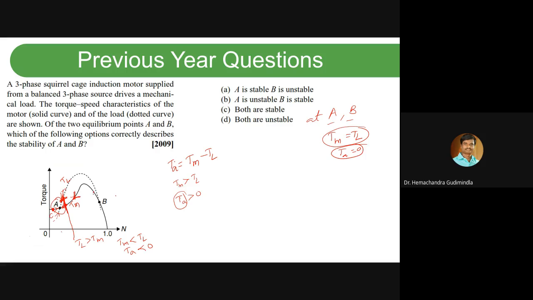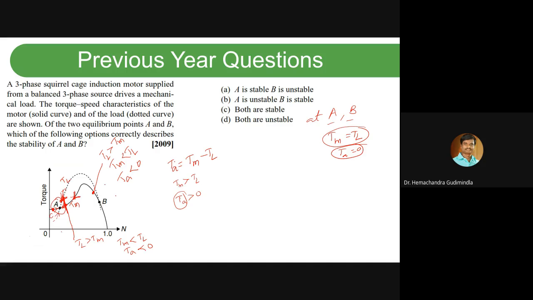Now if I look at this point, what happens? TL is greater than Tm, right? This is TL, TL is greater than Tm. That means Tm is less than TL, so Ta is less than 0. If Ta is less than 0, what does it mean? It will decelerate.